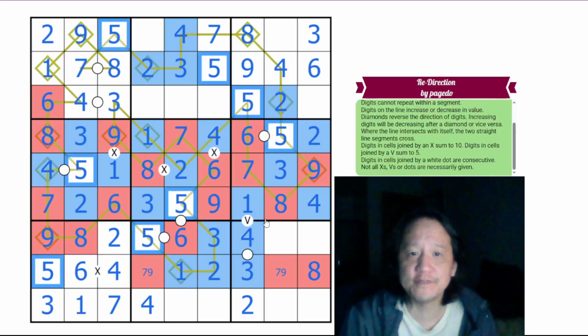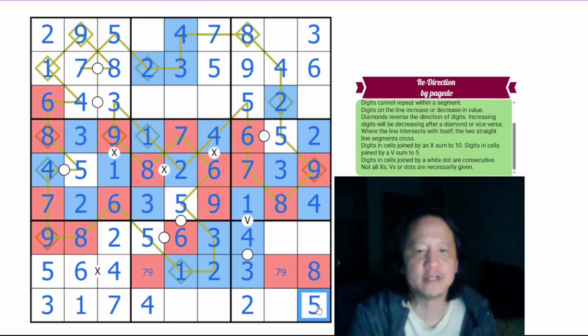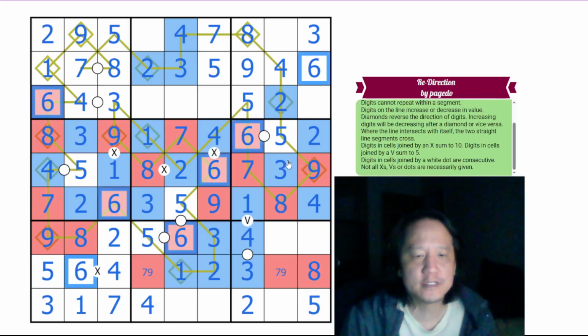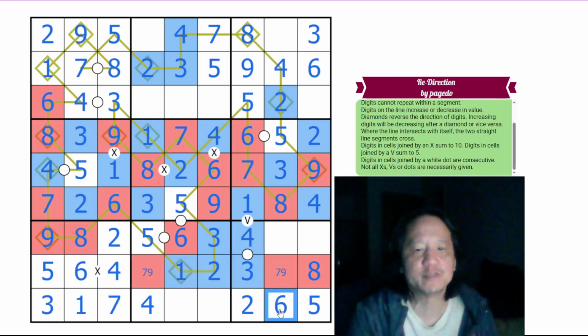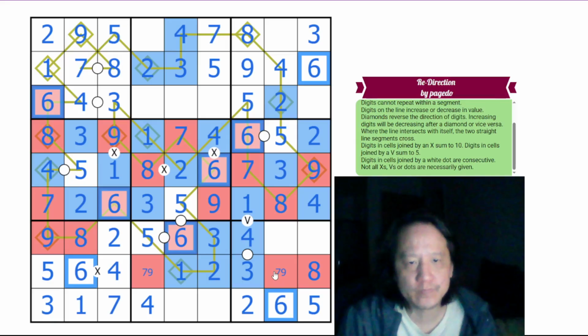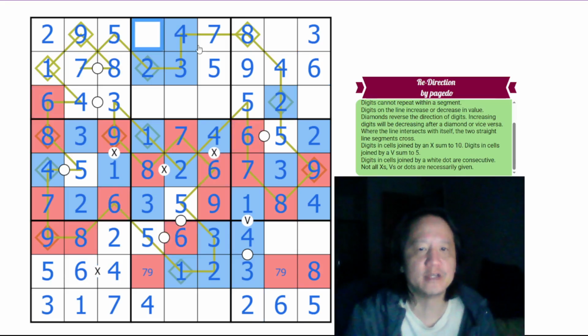5s. We have 8 5s. We know where the last 5 has to be. It has to be there. 6s. We have 7 6s. 6 cannot be here in this lower right-hand box. It can't be here because of the 6 in the row here. So this must be 6 there. That gives us 8 6s. We know where the last 6 has to be. It has to be there.